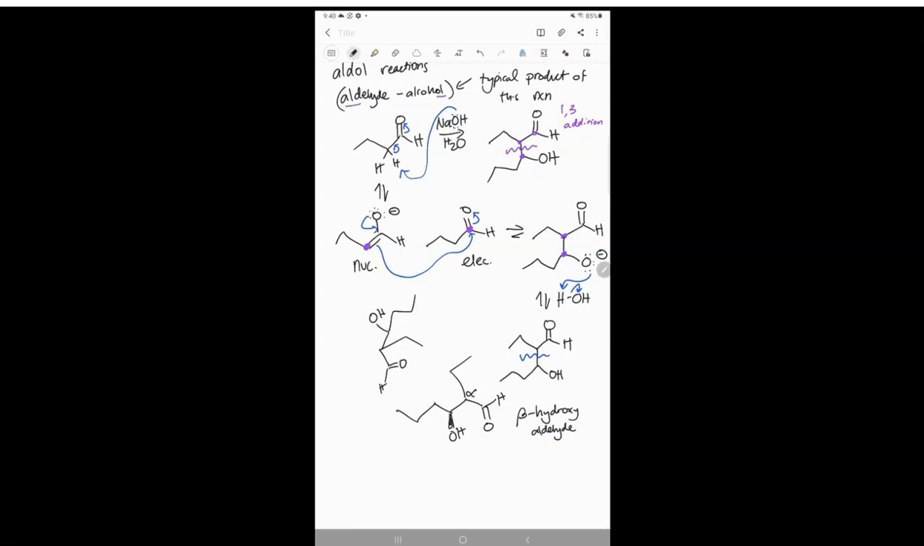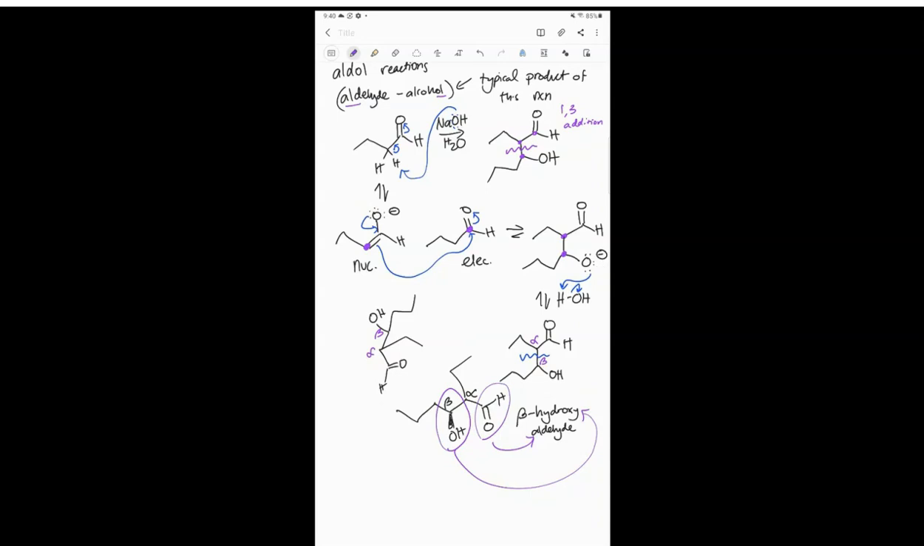Yeah, alpha, beta. So alpha carbon is one carbon away from your carbonyl. So this is our beta hydroxy, and here is our aldehyde. Right? Or, I mean, either way, alpha, beta. Yeah, so just 2 carbons away from your carbonyl.